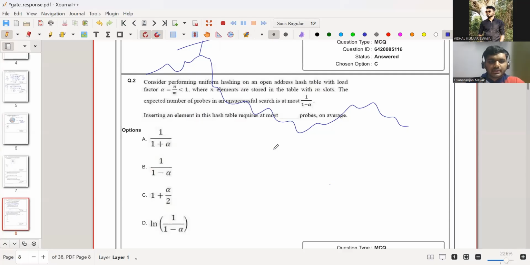Consider performing uniform hashing on an open-address hash table with load factor alpha, that is n by m, when n elements are stored in the table with m slots. The expected number of probes in an unsuccessful search is at most 1 by 1 minus alpha. Inserting an element in this hash table requires at most dash probes on average. So it is the same as 1 by 1 minus alpha. So option B is correct. So we proceed to the next.